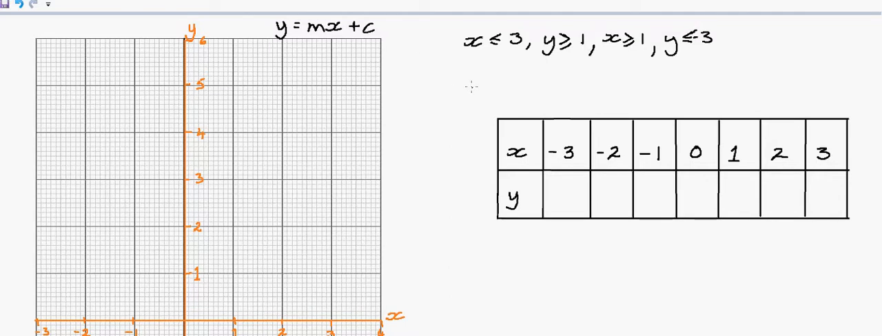Okay, so x is less than or equal to 3, y is greater than or equal to 1, x is greater than or equal to 1, and y is less than or equal to 3. Okay, if you get this, then it's greater than. If you get a line underneath which makes a little equal sign, then it's greater than or equal to this.